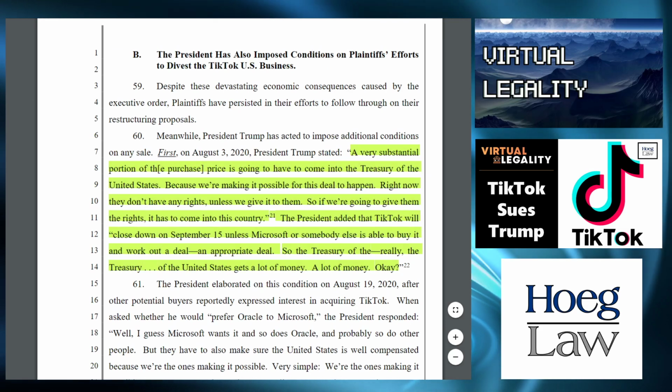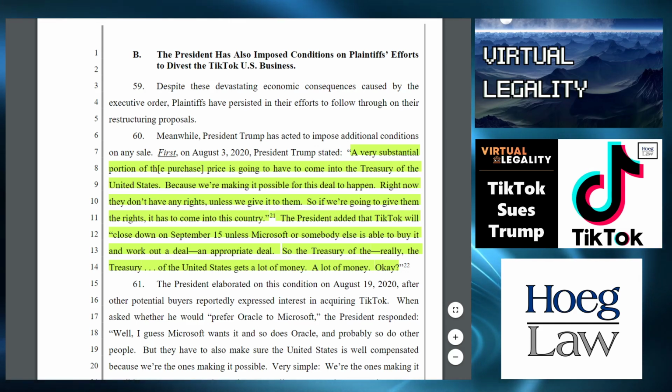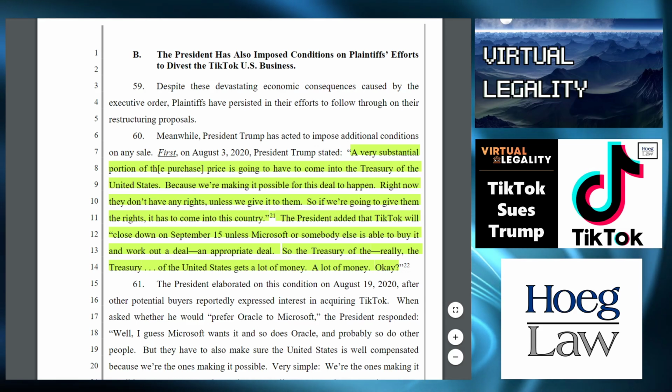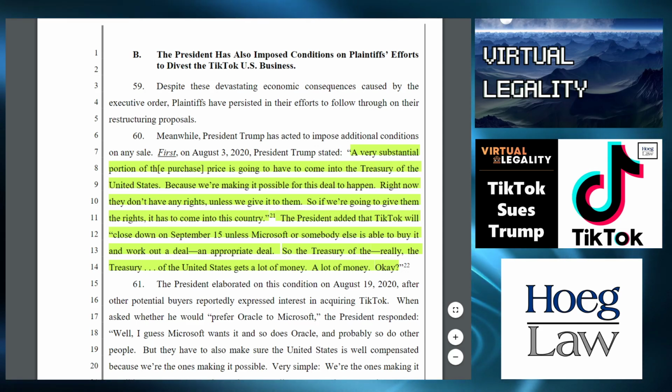Meanwhile, the president has said some stuff. They quote the president's August 3rd speech, which is before the August 6th order, the first order here on TikTok. A very substantial portion of the purchase price is going to have to come into the Treasury of the United States because we're making it possible for this deal to happen. Right now, they don't have any rights unless we give it to them. So if we're going to give them the rights, it has to come into the country.